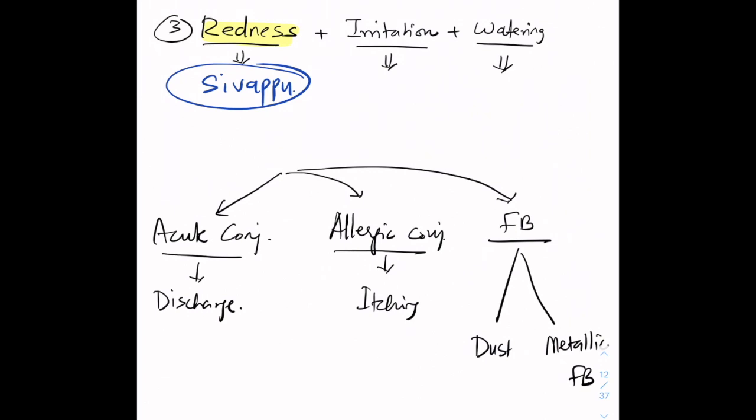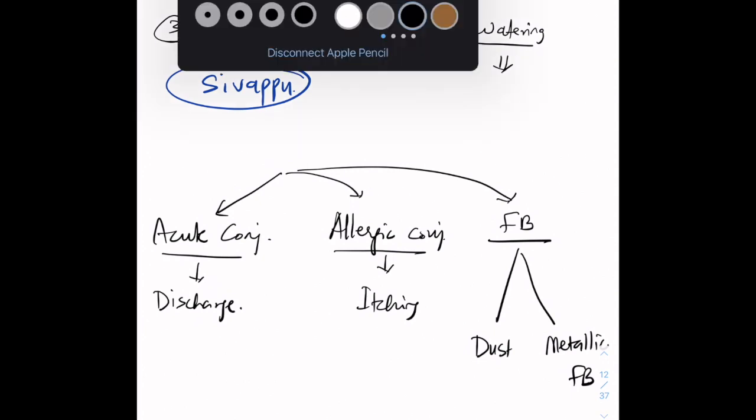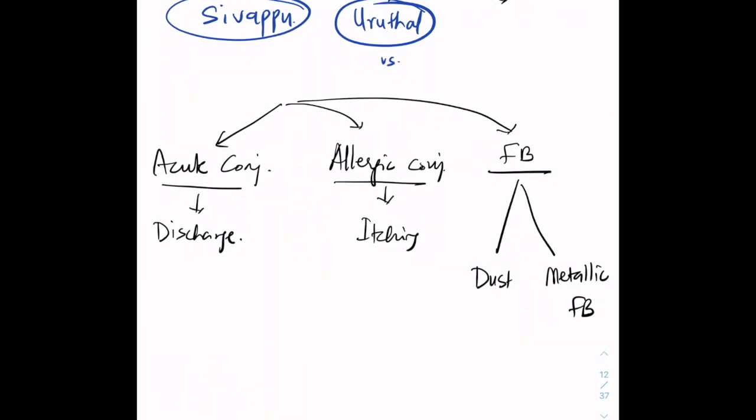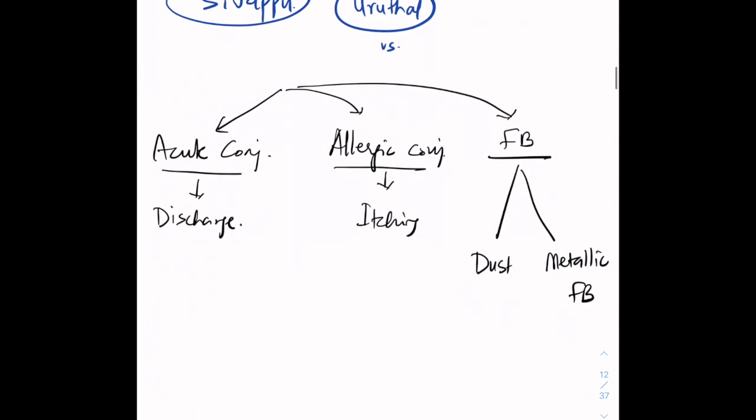Second is irritation. Irritation means "uruttal". Uruttal is irritation. It's a very non-specific symptom. A patient will even denote itching as uruttal, so you should be very clear in asking about itching. Itching is "aripu".